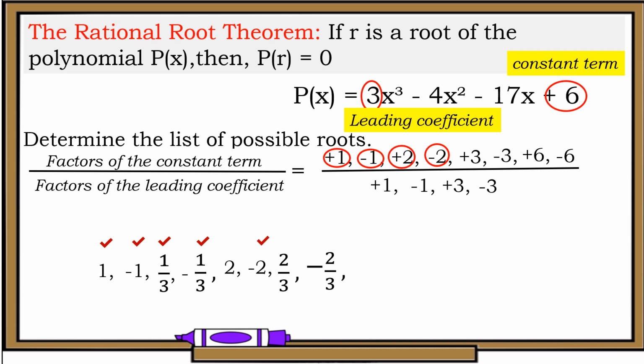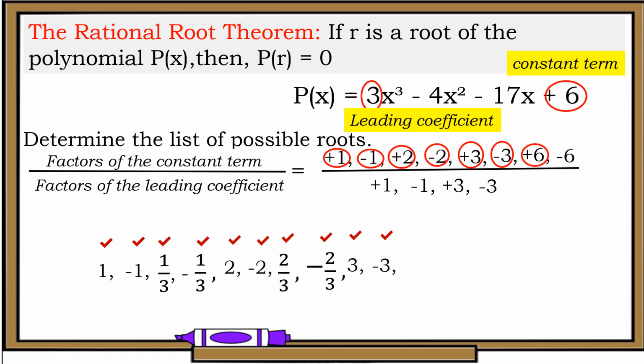Negative 2 divided by 1, meron ng negative 2. Negative 2 divided by negative 1, meron na rin positive 2. Negative 2 divided by 3, we have negative 2/3. And negative 2 divided by negative 3, positive 2/3. The next factor is 3. 3 divided by 1, 3. 3 divided by negative 1, negative 3. 3 divided by 3, meron ng 1. And 3 divided by negative 3, meron na ring negative 1. Next, ganun din, pag dinivide mo yung negative 3, andyan na lahat yung sagot.